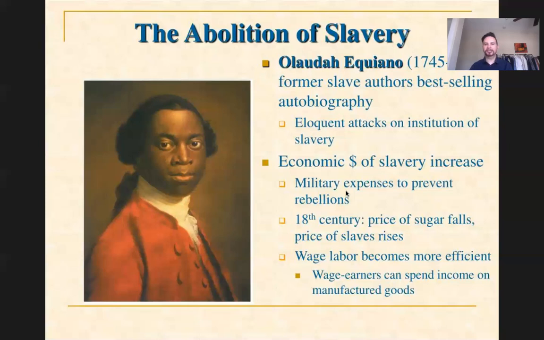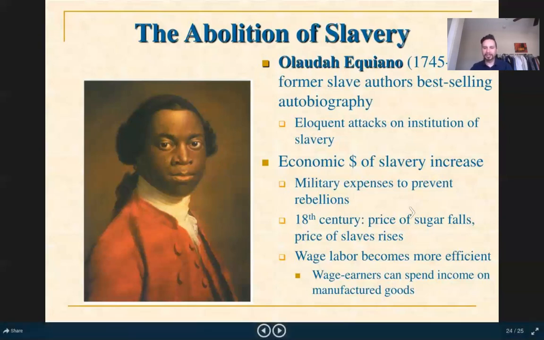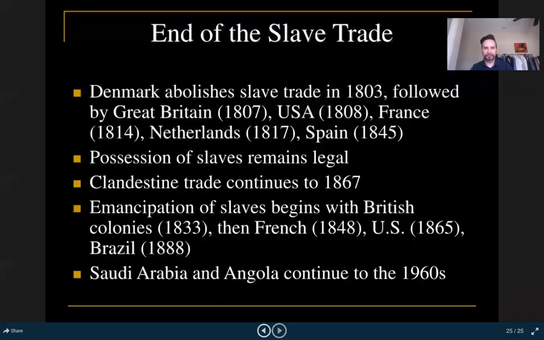In the 18th century, the price of sugar falls. Not sure why it falls, but probably it's because so many people are producing sugar that it becomes cheaper and cheaper. And this, combined with the price of slaves, just doesn't make slavery as profitable as it used to be. So wage labor becomes even more efficient, and wage earners can spend income on manufactured goods. So there's a lot of economic reasons to abolish slavery.